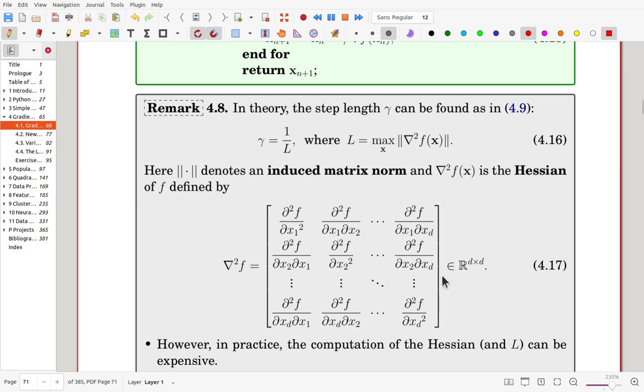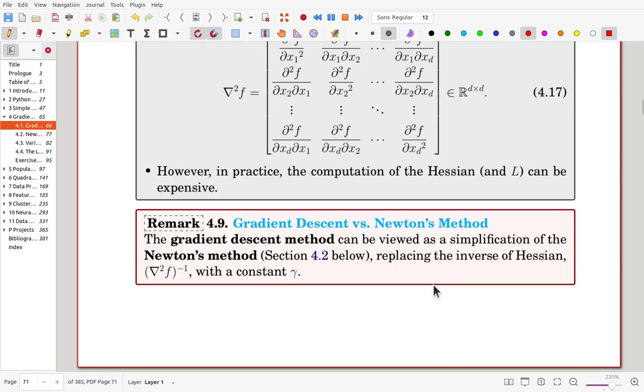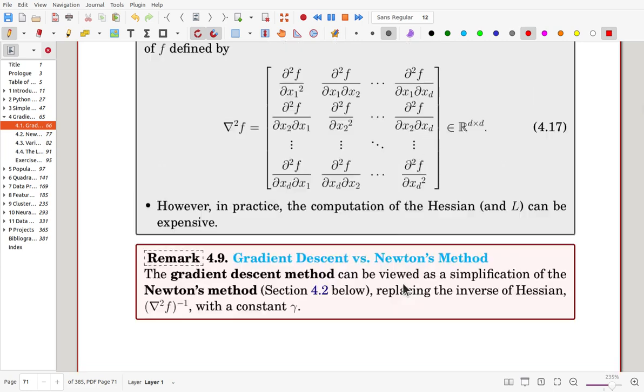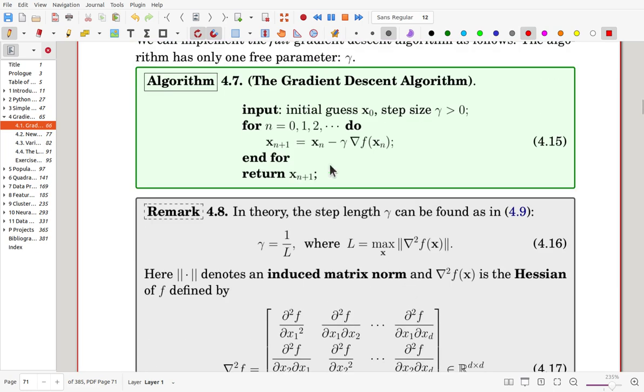However, in practice, the computation of the Hessian can be expensive, particularly when D is large. The gradient descent algorithm can be viewed as a simplification of Newton's method, replacing the inverse of the Hessian with a constant gamma. And here, for that position, Newton's method will use the inverse of the Hessian.